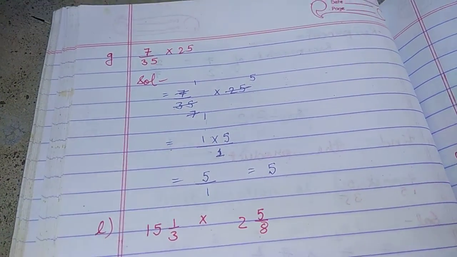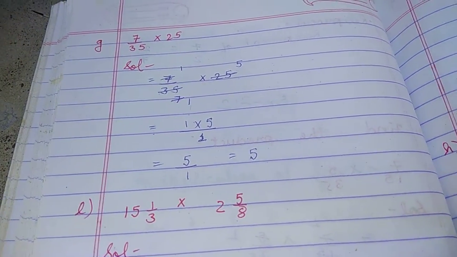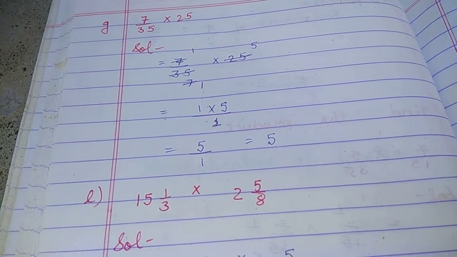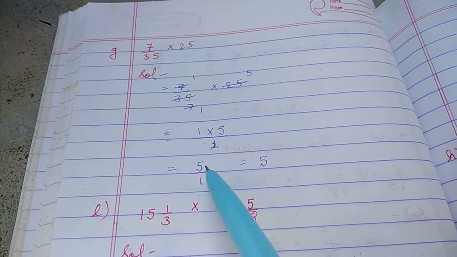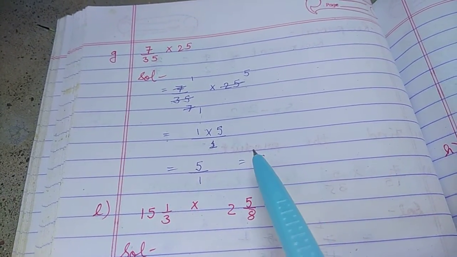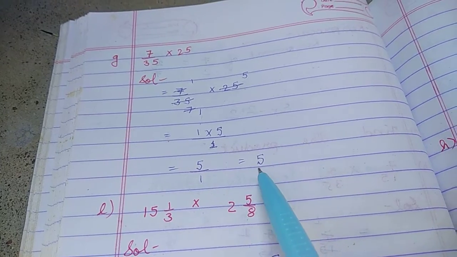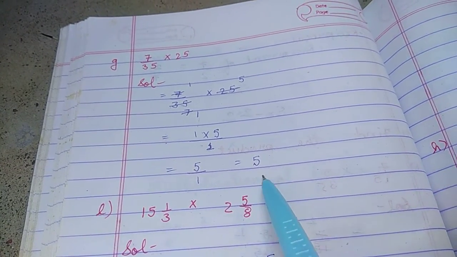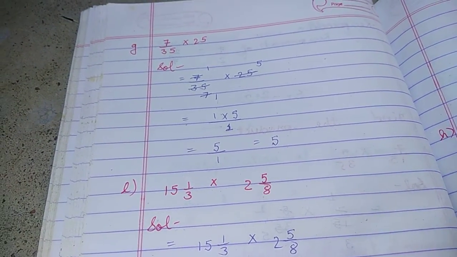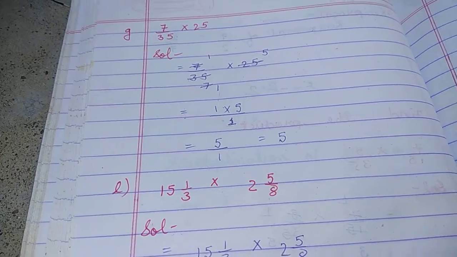Okay. Any number with denominator 1: if after calculation any number has the denominator 1, we never write that denominator. So 5 upon 1 is right, but in the next step we'll write it as just 5. This 5 does not have any denominator written, but if we need it, it will always have the denominator 1. Any number which is not having a denominator always has a denominator which is 1.